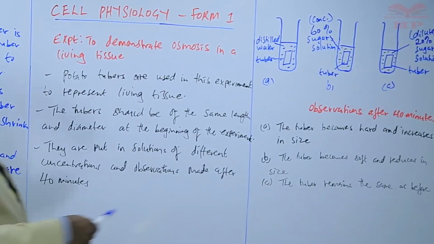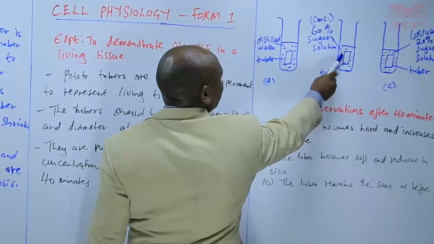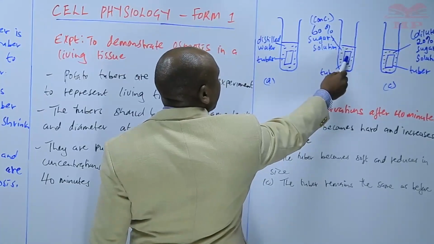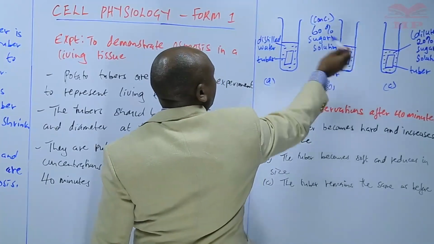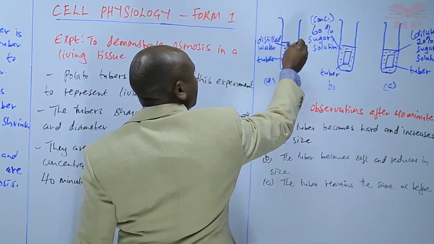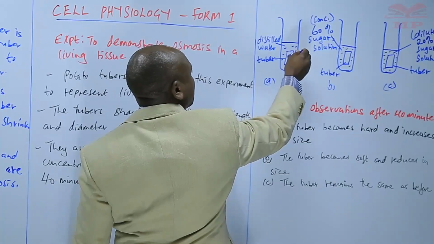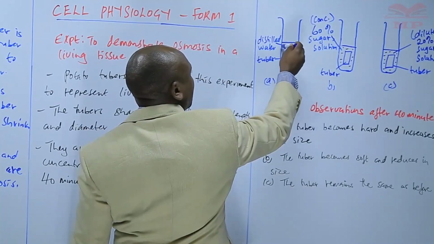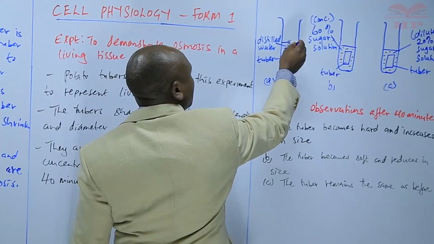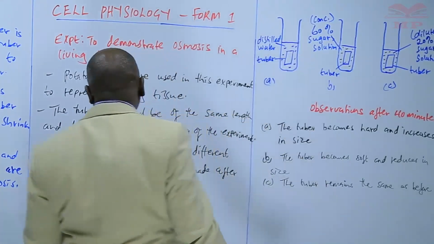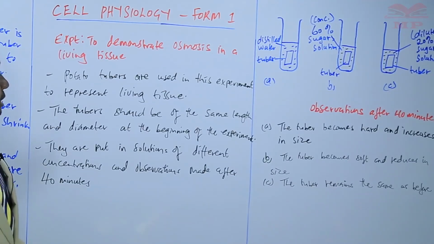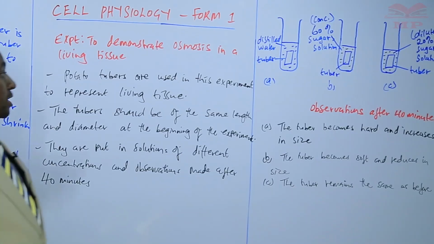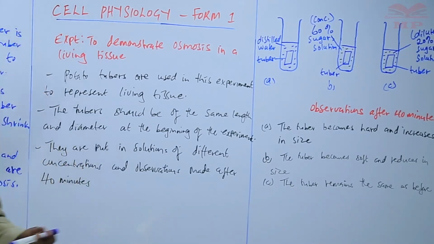In the case of B, the sugar solution is hypertonic while the tuber is hypotonic. So the movement is from the tuber into the solution. In the first case, the distilled water is hypotonic, the tuber is hypertonic, and therefore the water moves from the distilled water into the tuber. So that is basically an experiment to demonstrate osmosis in a living tissue, which in this case we are using the potato tissue as the living tissue.